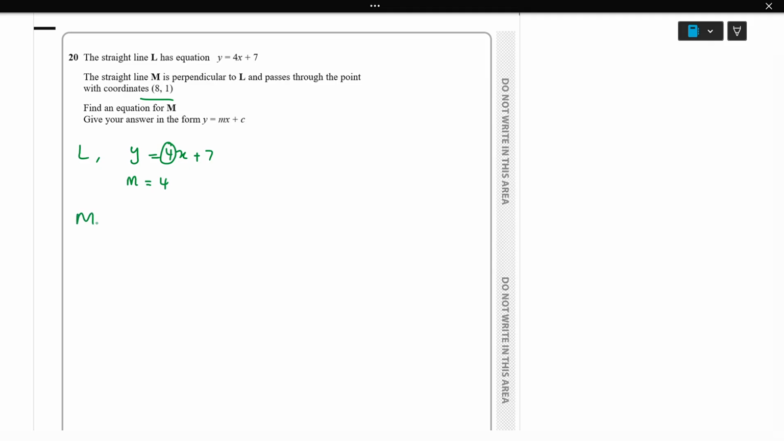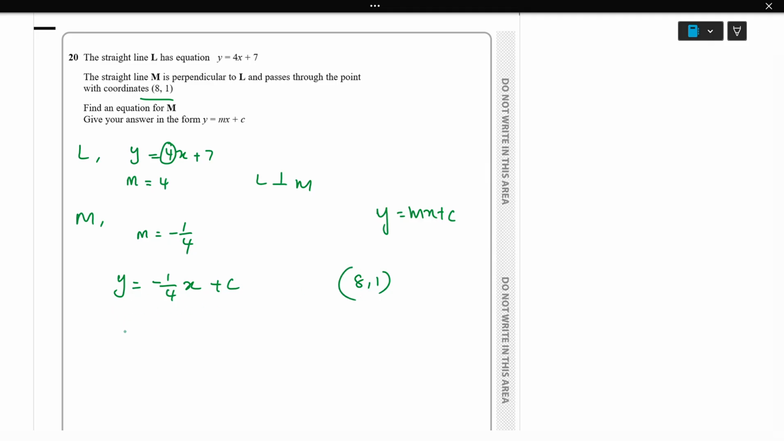Next, line M. Here L is perpendicular to M, so the gradient is going to be the negative reciprocal. So the gradient becomes negative 1 by 4, because this gradient is 4, so the perpendicular line has the negative reciprocal, which is negative 1 by 4. So our line equation of M, the gradient we know, is negative 1 by 4 x plus c, because line equation is y equal to mx plus c. We already got m, negative 1 by 4, so I just substitute here. Next, passing through the point 8 comma 1, just substitute here.